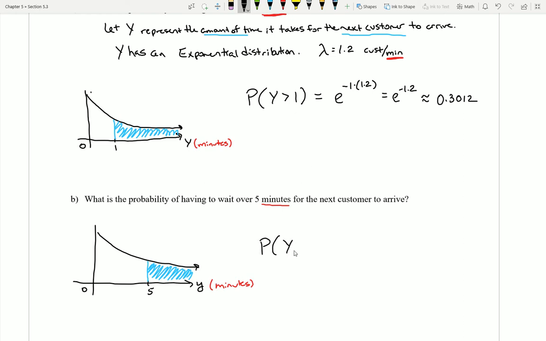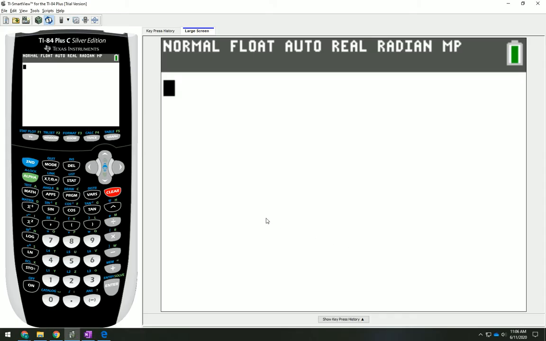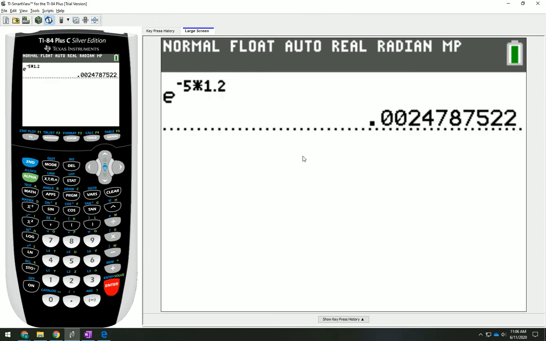So we want the probability that y, the amount of time we have to wait, is more than 5 minutes. Well, I know that again I'm going to have to do e raised to the power of negative of this number multiplied by lambda. Remember, lambda has to have the same units, which it does here. So I'm going to multiply this by 1.2. Now I can just go ahead and type this into the calculator directly. I don't even have to simplify down what I have here. Let me just go ahead and type that in. So I'm going to have e to the negative 5 times 1.2. And when I hit enter, here's my probability.